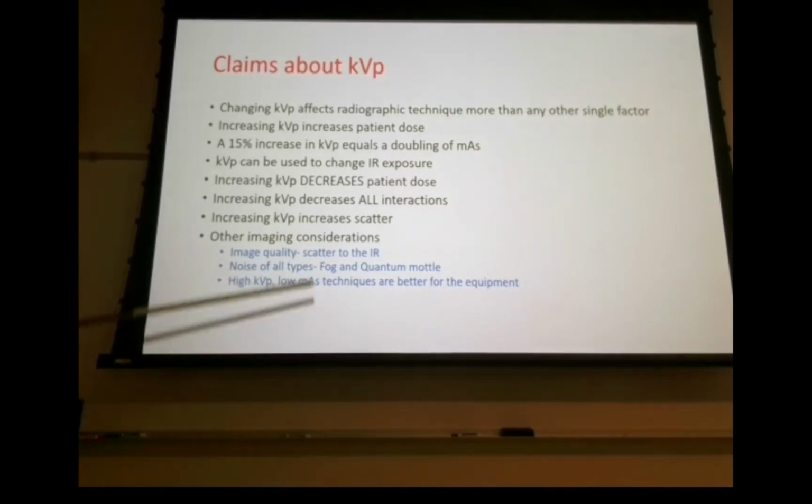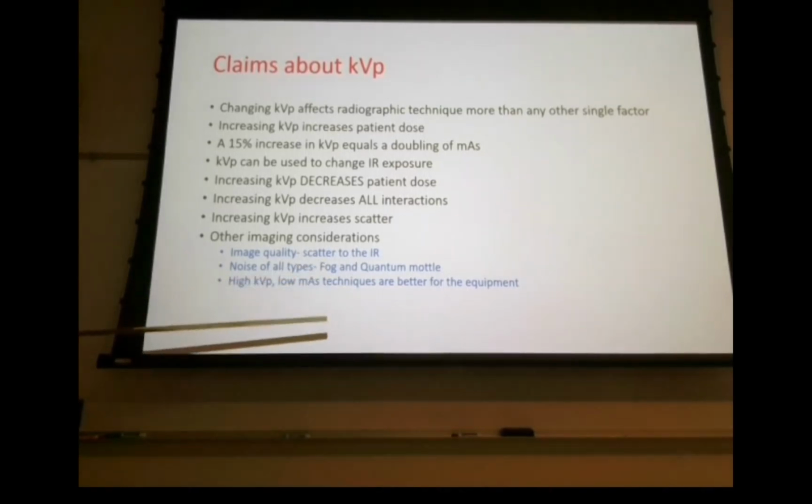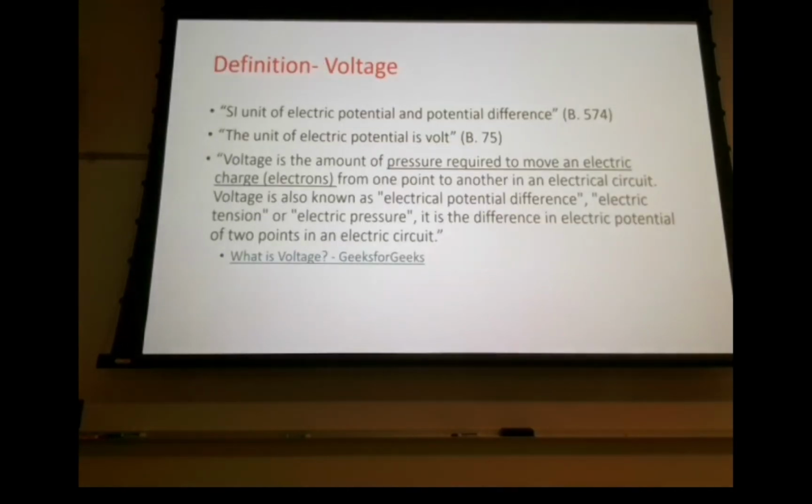Then other things, this is where I just stop trying to number them as we go through the PowerPoints. Each one of those are numbered, but once I get down here, I just throw it at them. So image quality, scatter to the IR, can be affected by kVp. Well, it is affected by kVp. Whether or not it affects the image, we'll talk about that. Anyway, noise of all types. Fog absolutely goes up with increase in kVp, and quantum mottle can be affected as well. And then finally, high kVp, low mAs techniques are truly better for the equipment. And we'll talk about that.